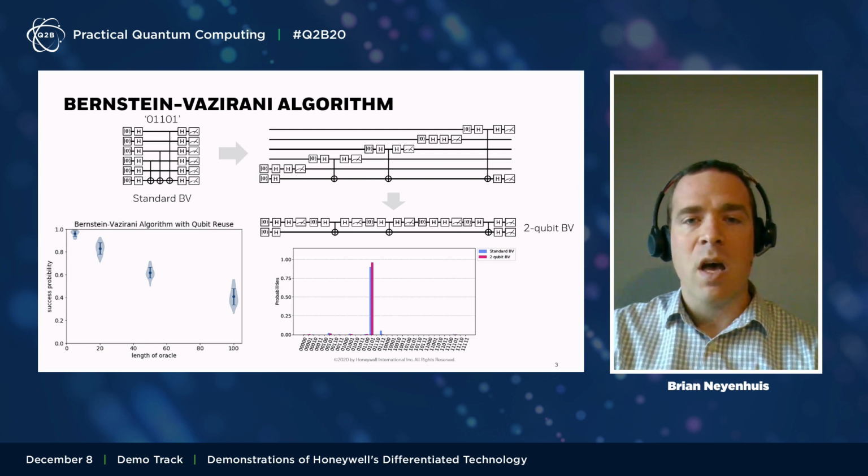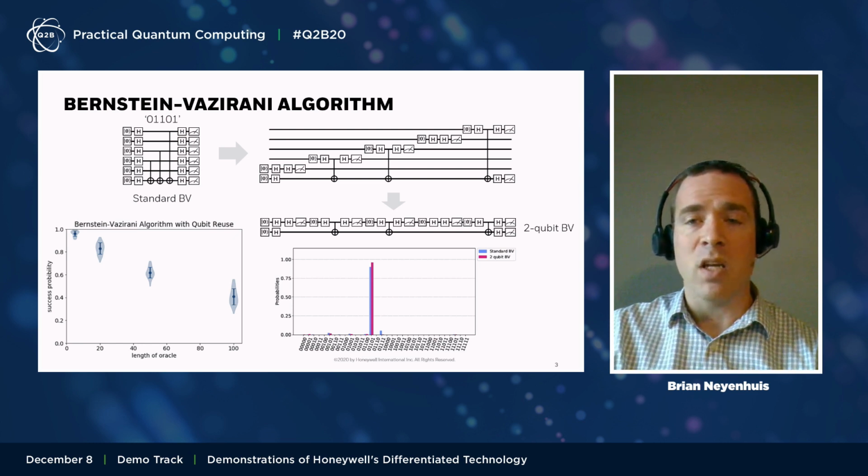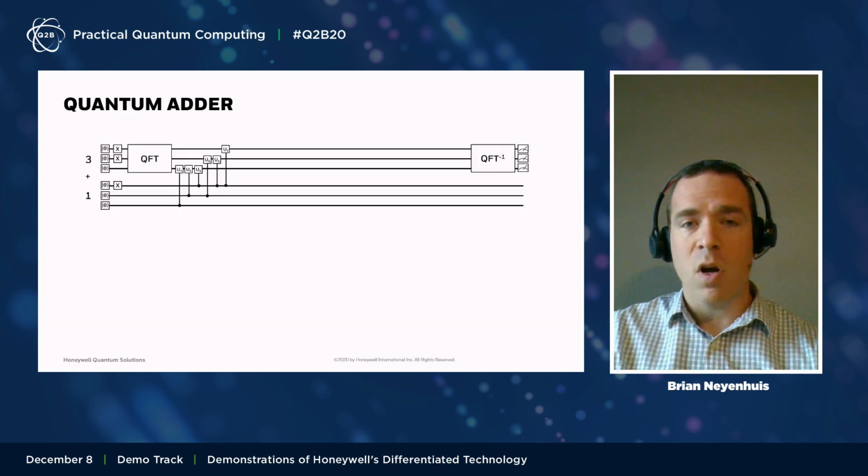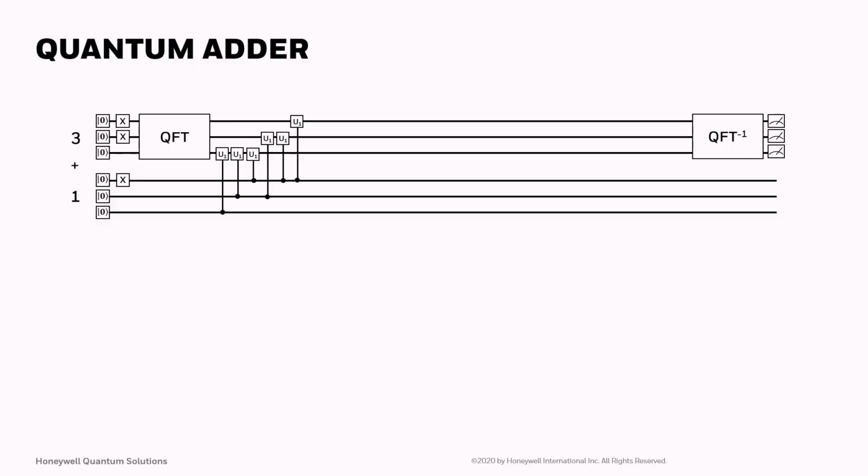nice way to show how in many circuits, one qubit is done being used before another qubit is even started. And so if you have mid-circuit measurement and reuse, there's a lot of algorithms you can run with fewer qubits than you might naively expect. So for perhaps a more useful example, let's look at the quantum adder.